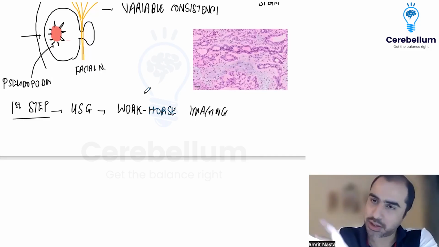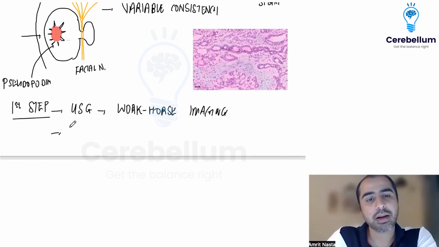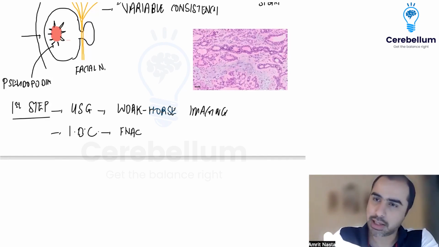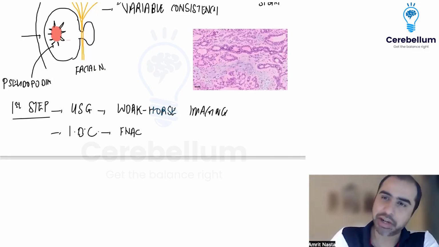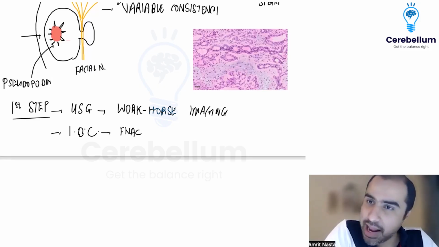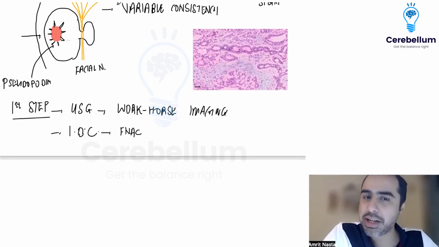USG will tell you the tumor is coming from the parotid. Then the investigation of choice will be FNAC. FNAC will show you that it is an adenoma and it has pleomorphic elements. MRI is not needed in benign disease. If it's a cancer and I want to know how much it has spread, I will do MRI. But this is a benign disease. It has a malignant potential.